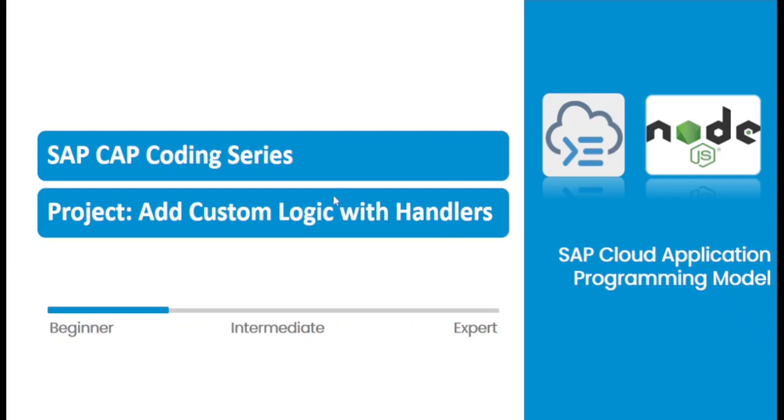Hi everyone, welcome back to this coding series. In this exercise, we'll learn how to add custom logic using handlers in an SAP CAP project. So we'll create a bookshop project where we modify book data before it's saved to the database using custom logic. And basically, we're here using a before handler, and it's a beginner level coding practice.